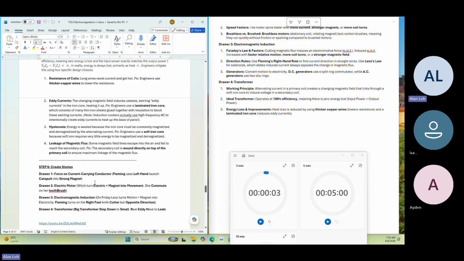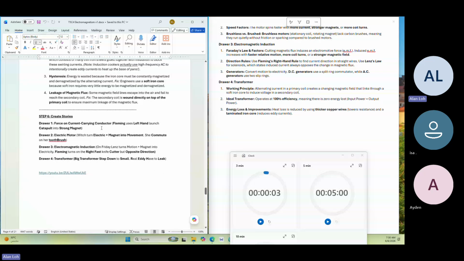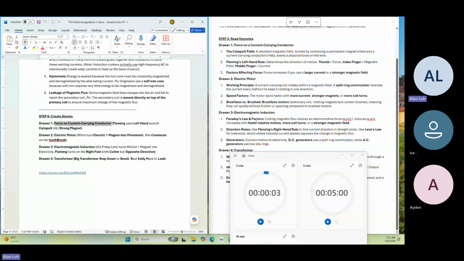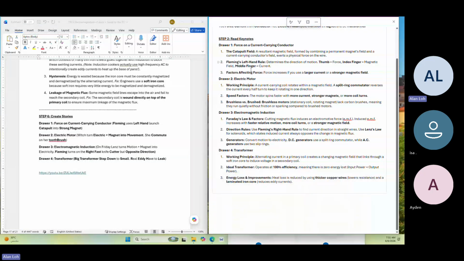Then now let's move to step 6. Step 6 is having a story for each drawer, right? So I'll tell you my story that can help me to remember what is in drawer 1. Okay, so let's look at this step 2 as a reference. In drawer 1, you have this key information. You have catapult field, you have Fleming left-hand rule, you have the factors that are affecting it, right? So what is the story that I've created? I've created Fleming here.